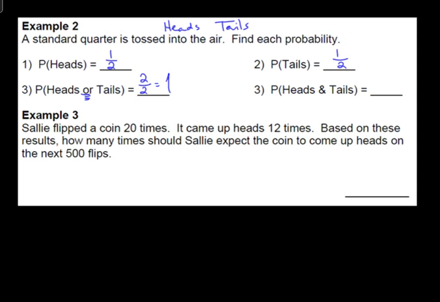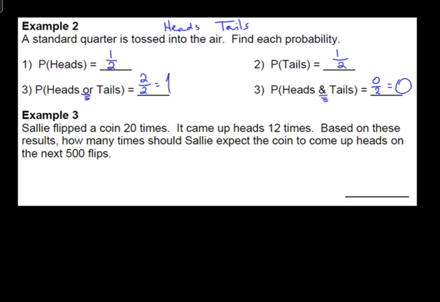For the next one, it says probability of heads and tails. That means both of those have to come up. And there is no way that can happen, so that would be 0 out of 2, which is just 0. It's impossible. It cannot happen.